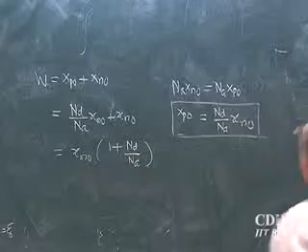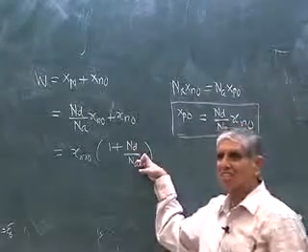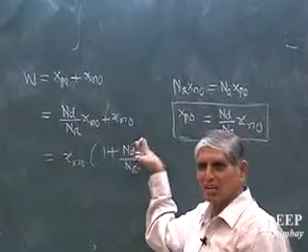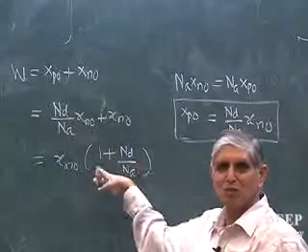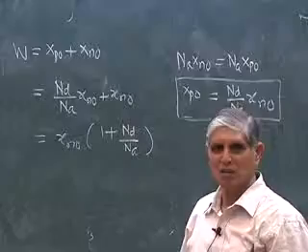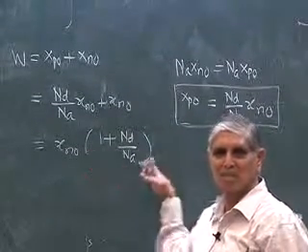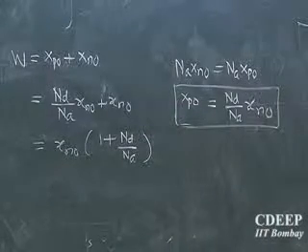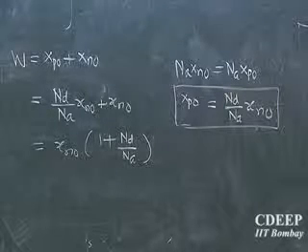Now you can see if ND is much smaller than NA, W will be XNO, which is valid. That's what I was saying. If ND is much smaller than NA, this term is much smaller than 1, so this term can be neglected. So I will use this expression till that value is known to me. So I keep W is equal to XNO times (1 plus ND by NA). Okay, what I was doing, let me check.